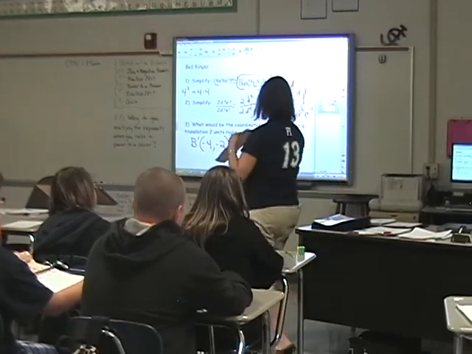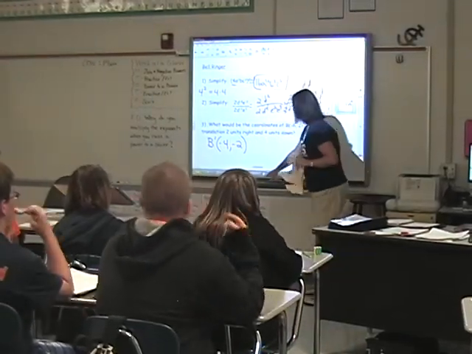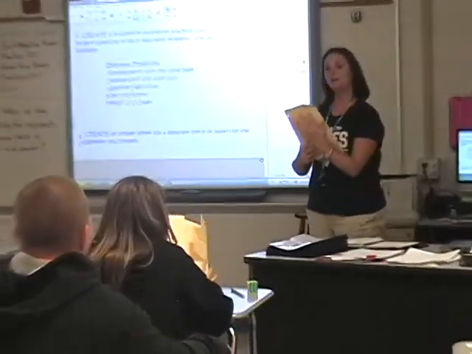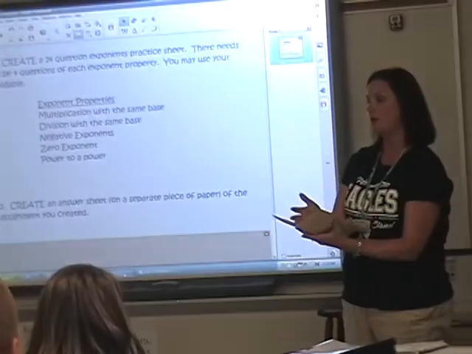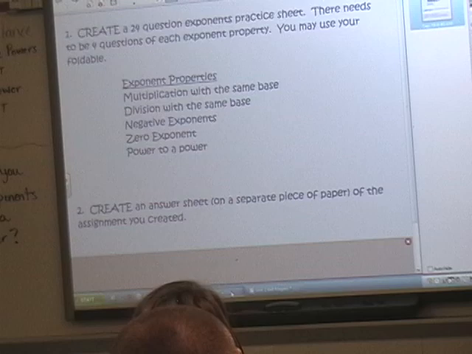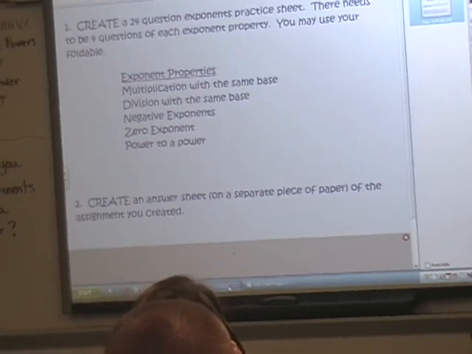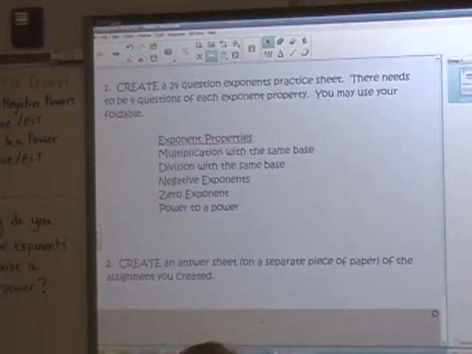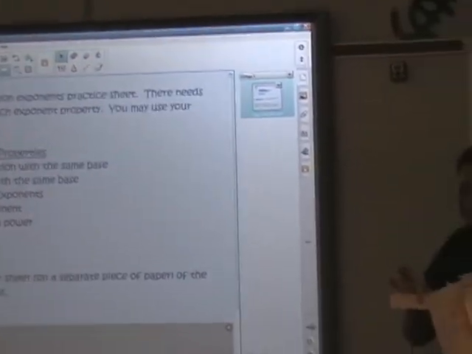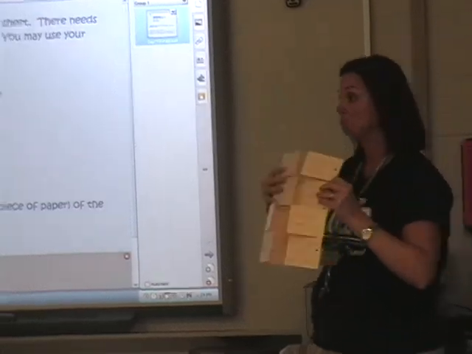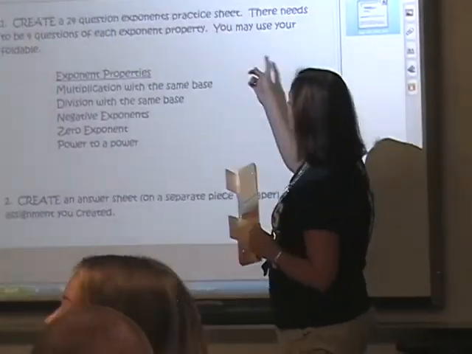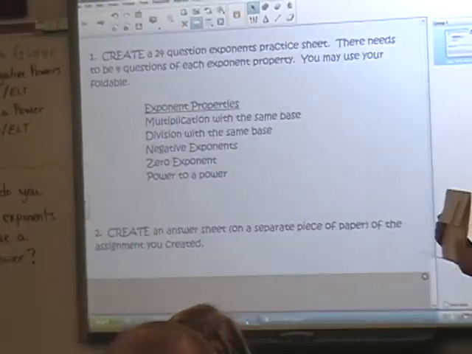All right? So for the practice sheet that we're going to do today, you're going to create your very own. On one sheet of paper, your job is to create a 24-question exponents practice sheet. Are you understanding what that means? You're going to create your own problems. Can you use some of the examples that are on here? You make up your own harder ones. And there needs to be 4 questions of each exponent.